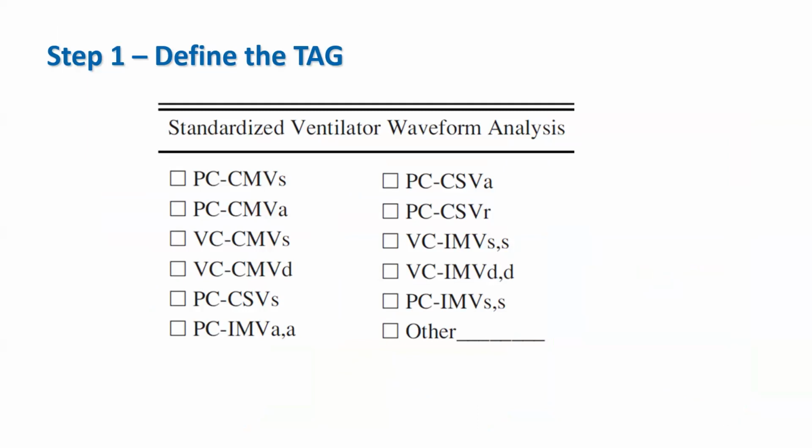We will now review the four-step standardized approach to waveform interpretation. The first step is to identify the mode just by looking at the waveform. In other words, you could walk up to any patient's ventilator, look at the waveforms, and be able to identify which of these generic modes they are.